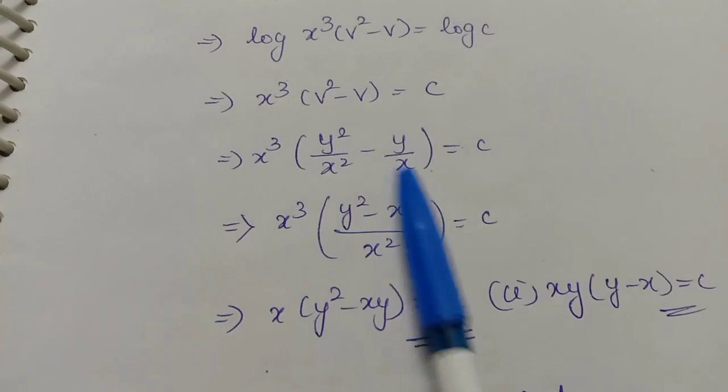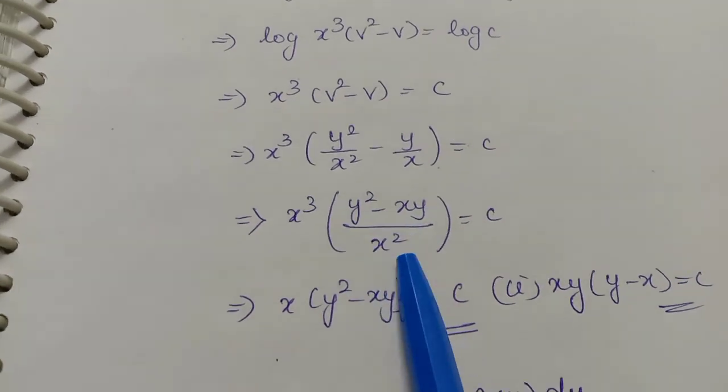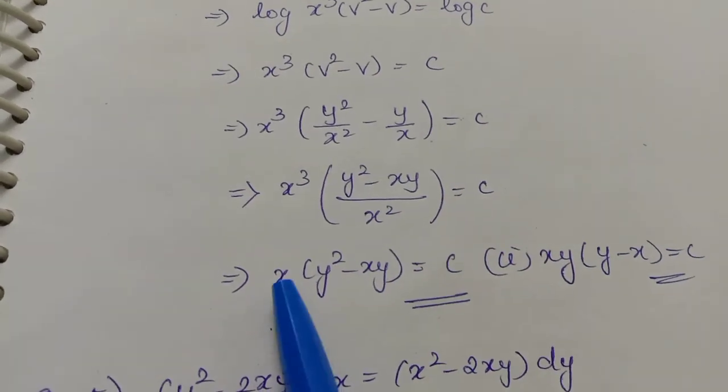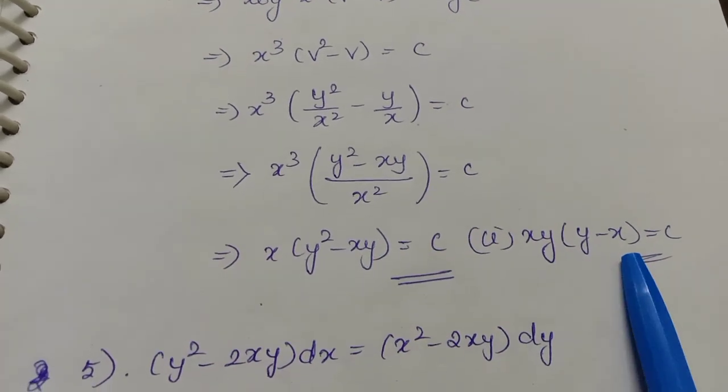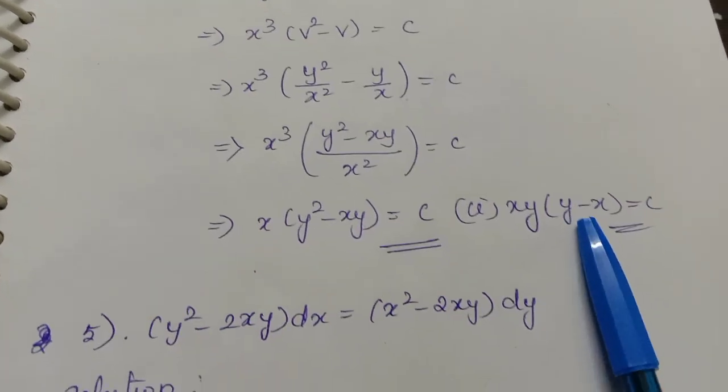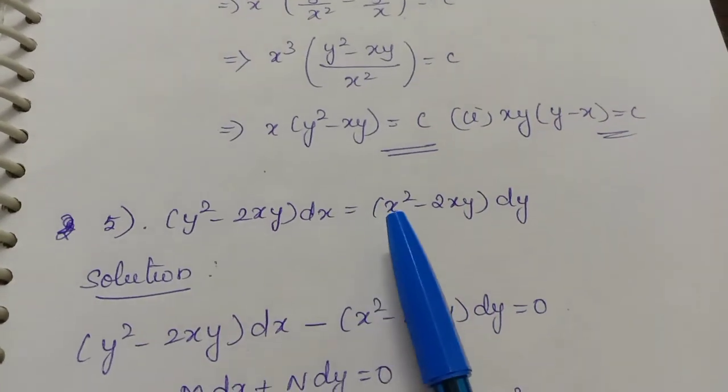So x cubed into, you take LCM here, (y squared minus xy) by x squared equal to c, or x into (y squared minus xy) equal to c. That is xy into (y minus x) equal to c. Okay, now the same problem I have taken here also.